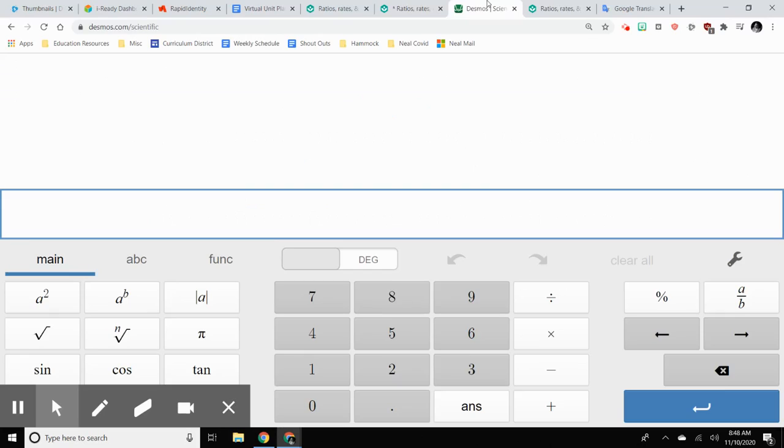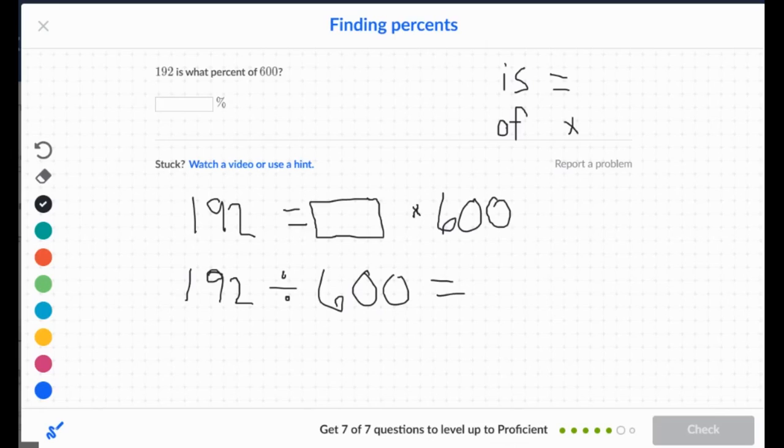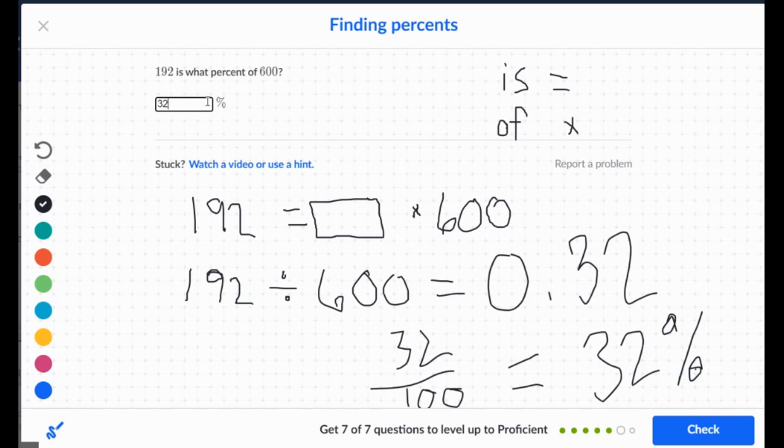I'm going to use my Desmos scientific calculator, so I have 192 divided by 600, and I get 0.32. So that's going to be 0.32 as a decimal, but it asks for a percent, and so this converts to 32 hundredths, and that's going to give me 32%, because remember, a percent is a special fraction with a denominator of 100.